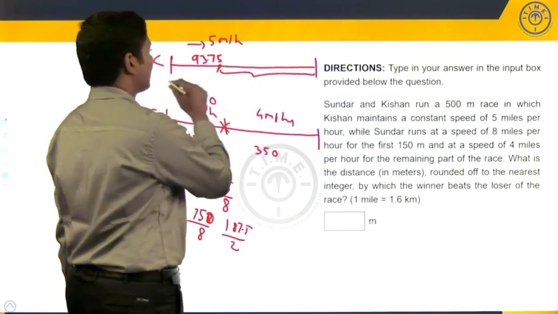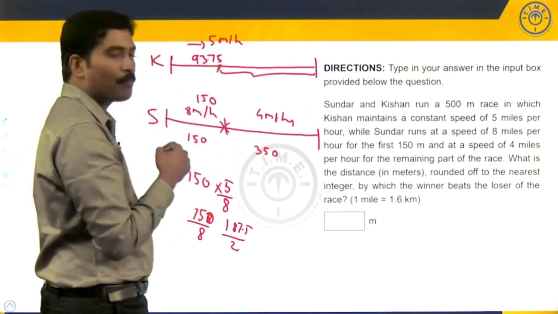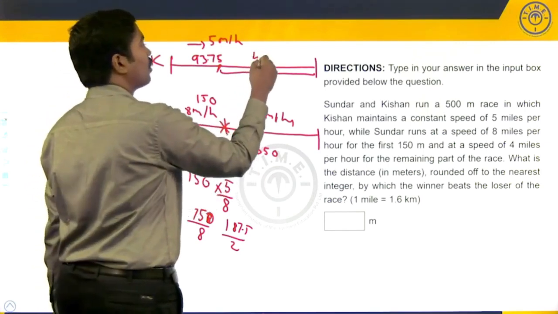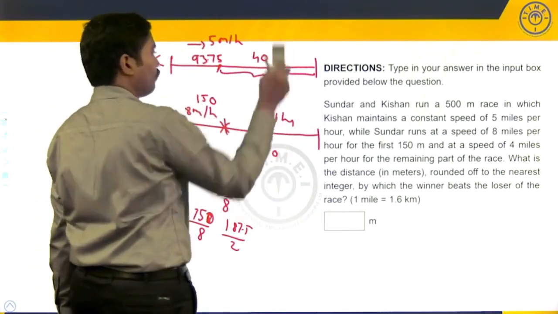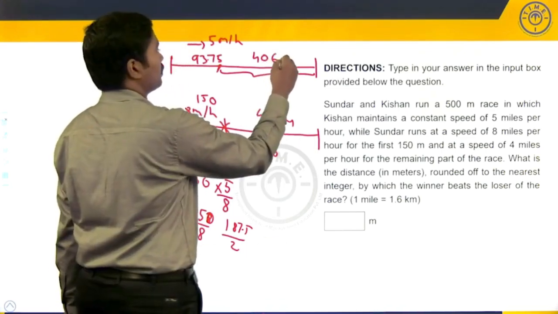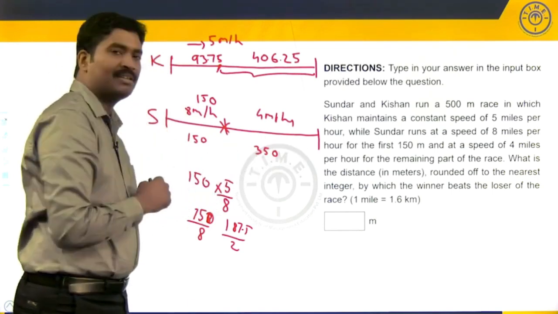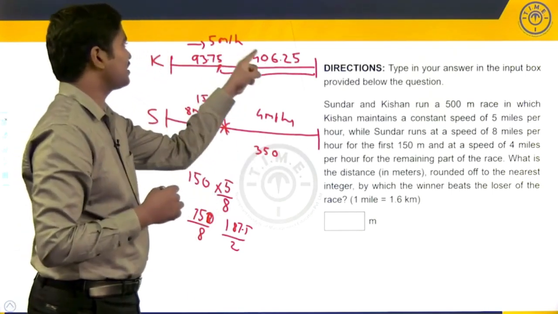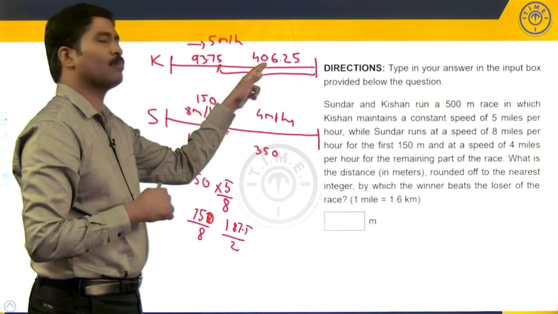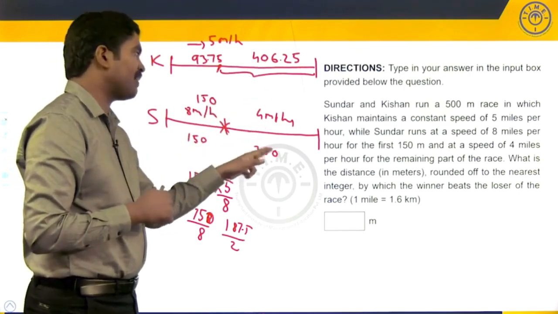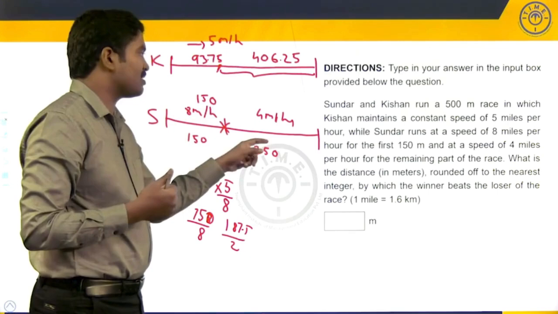Now, how much distance does Kishan have remaining? The total length is 500. He's traveled 93.75. The remaining is 406.25. Kishan has to travel 406.25 more, while Sundar has to travel 350 more. But Kishan will travel at the same speed of 5 miles per hour. So 406.25 by 5 is just about 81 something. Now here, 350 by 4 is how much? 87.5. This is only 81, this is 87.5.